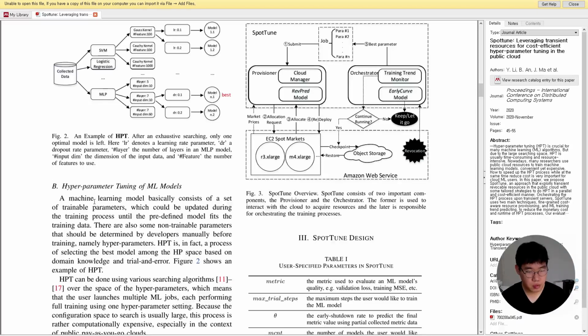A machine learning model basically consists of a set of trained parameters, which could be updated during the training process until the predefined model fits the training data. There are also some non-trainable parameters that should be determined by developers manually before training, namely hyperparameters. HPT is in fact a process of selecting the best model among the HP space based on domain knowledge and trial and error. Figure 2 shows an example of HPT.